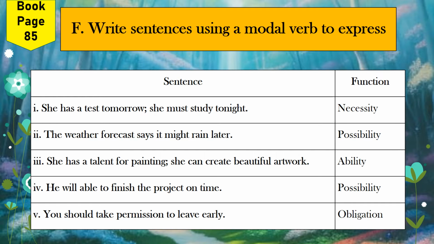4. He will be able to finish the project on time. This also shows possibility. He is likely to complete it on time. 5. You should take permission to leave early. The modal verb should shows obligation, something that is expected or advised. Try creating your own examples using modal verbs to express different functions like permission, ability, advice, and necessity.